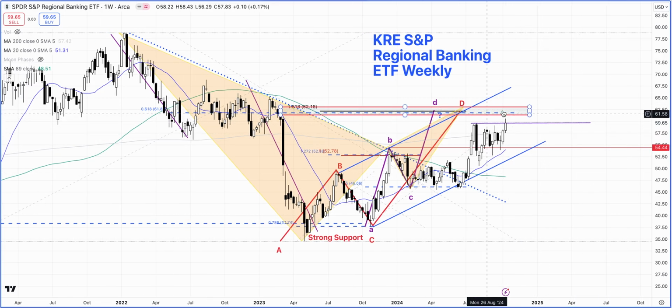Then let's take a look at KRE, which is the regional banking ETF. So here I think it's going to go for the 61, 62 levels, which we have been watching for a very long time. The good thing is that it was in this big trading range, and then last week it made a stab at this swing high, then pulled back, but it's got a chance to actually go and hit that 61 to 62 level that we have been watching for a very long time. In fact, pretty much through 2024.